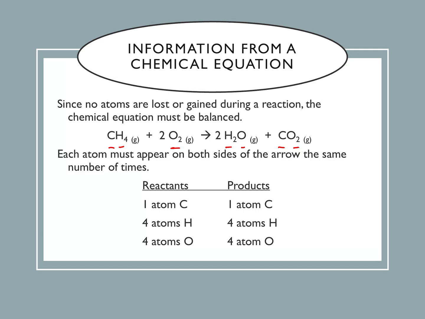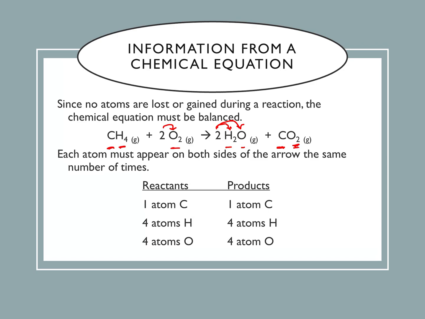With the coefficients, we have 1 carbon, 1 carbon. For the hydrogens, we have 4, and then we have 2 times 2, which gets us 4 hydrogens. And then oxygens, we have 2 times 2, which gives us 4 oxygens on that side. 2 times 1 plus another 2 gives us a total of 4 oxygens on that side. So this reaction is balanced because we have the coefficients.